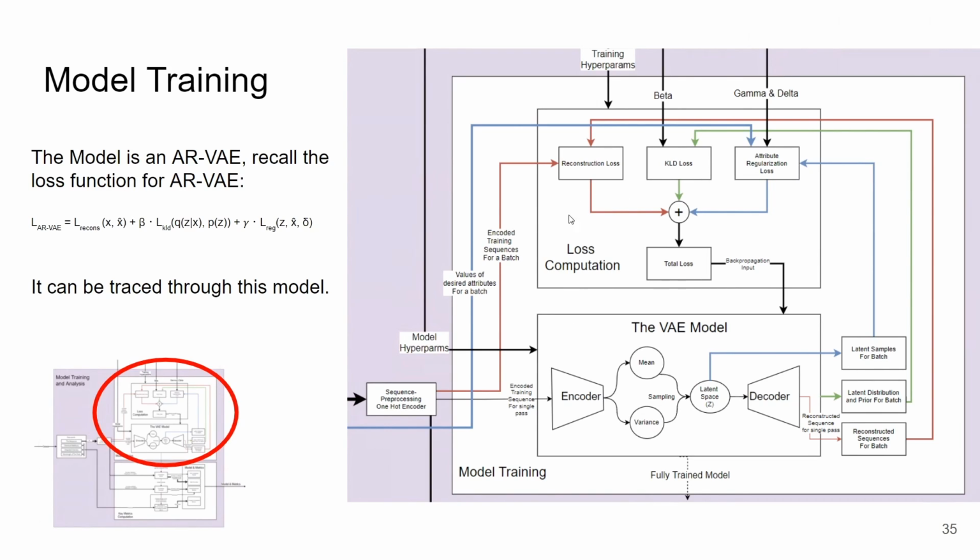And even if we follow the arrows, we can see everything going in, right? We have the encoded training sequences, and we have the output sequences, and we're comparing them in the reconstruction loss and getting our final value. And then we sum these all up to get our final total loss, which gets fed back into the model for our backpropagation input. And with that, we, in the end, arrive at a fully trained VAE model.